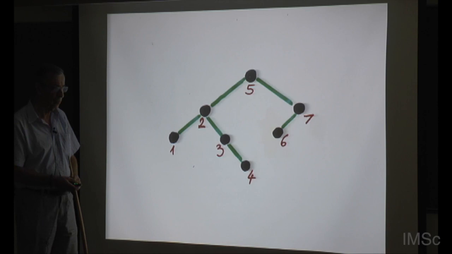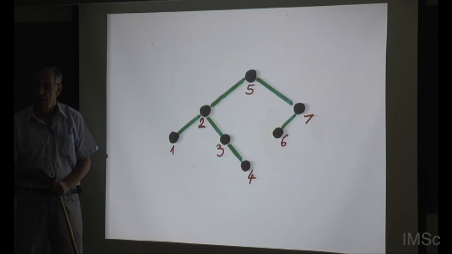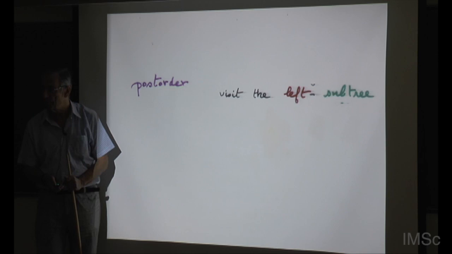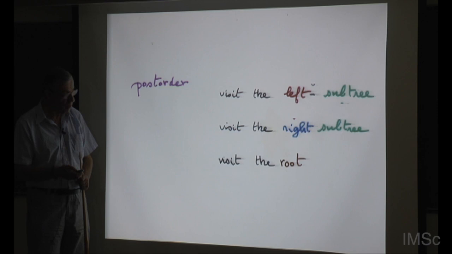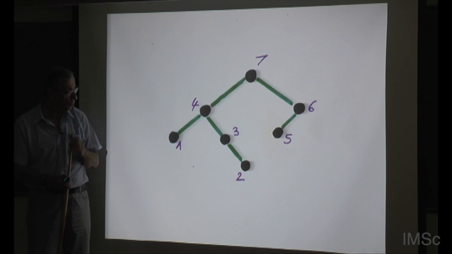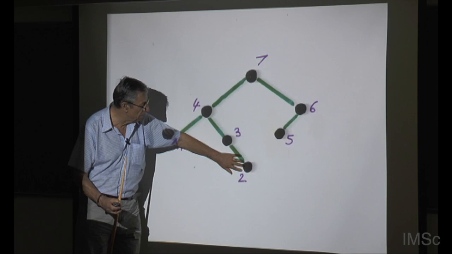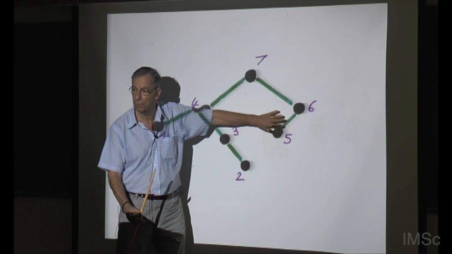And finally, there is a third possibility, which is post-order. You visit first the left subtree, then you visit the right subtree, and at the end you visit the root of the big tree. So this gives you an example like this. See, I have visited first the left subtree, then the right subtree, then the root. Once I finish all this, then I am going to visit the right subtree, and at the end, I will visit the root of the big tree.